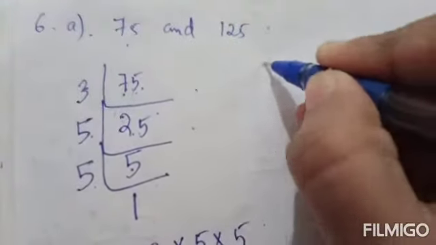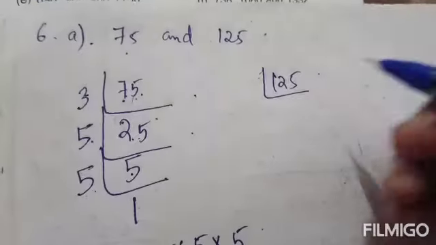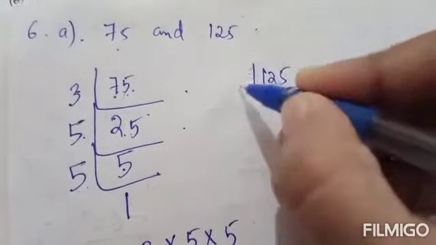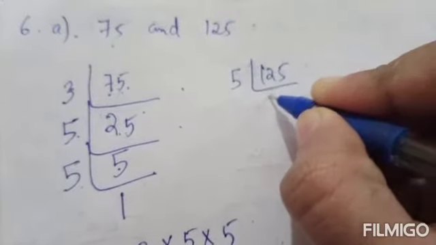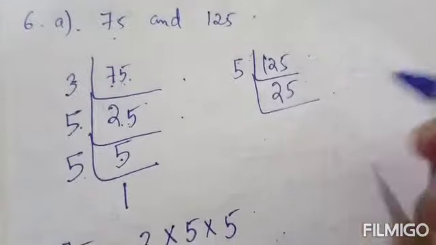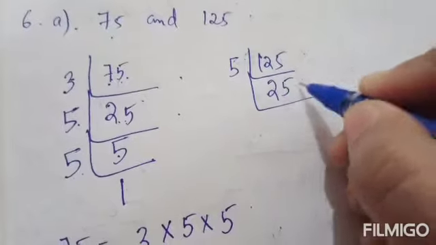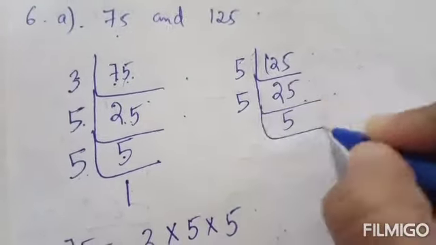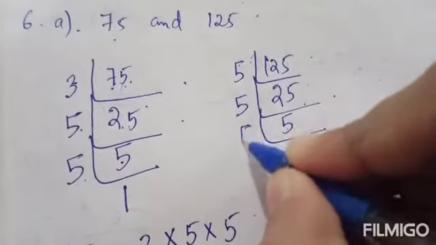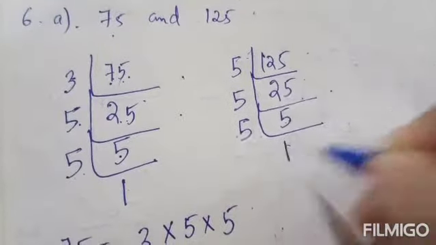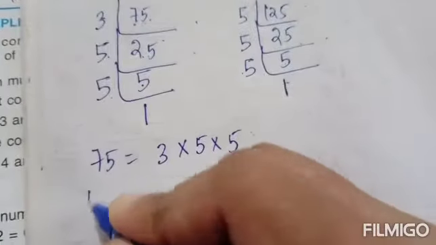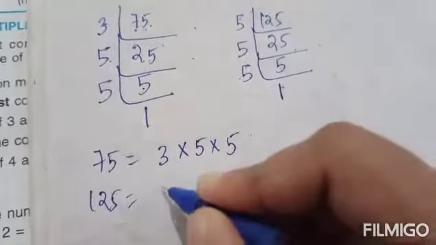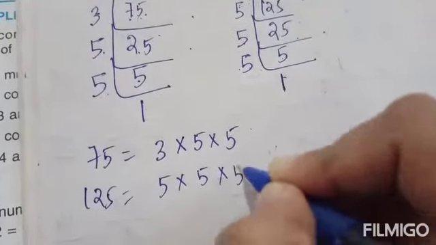Next, do the prime factorization of 125. Okay. So, 125 is divisible by 5. So, 5 you will get 25. Now 25 is also divisible by 5. So 25 divided by 5, you will get 5. Now 5 is divisible by 5 only. So 5 divided by 5, you will get 1. So prime factorization of 125, it is 5 into 5 into 5. Okay, so 5 into 5 into 5.